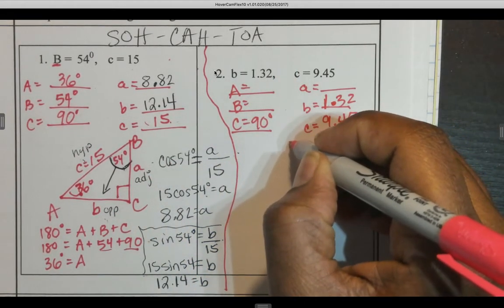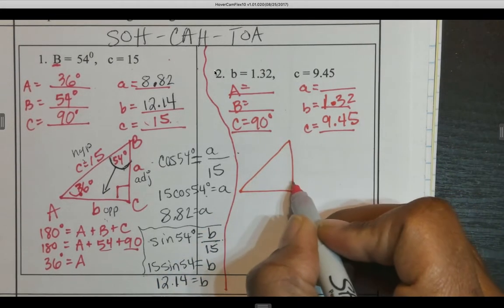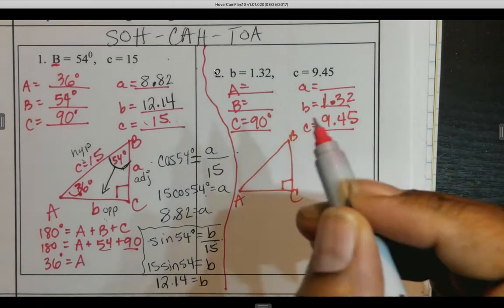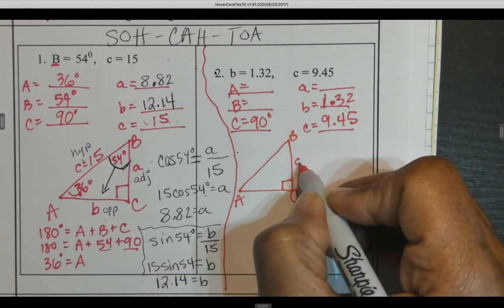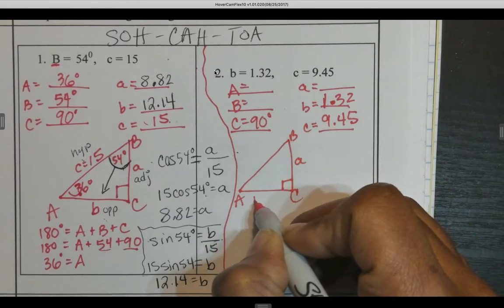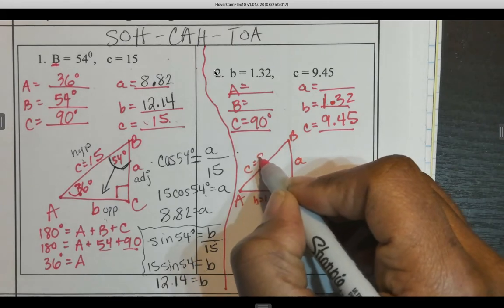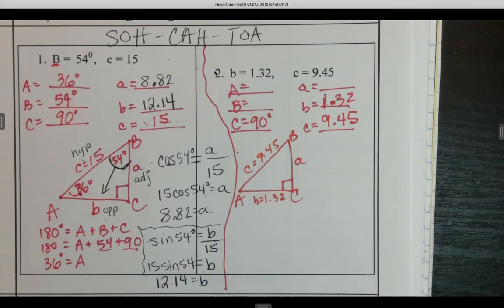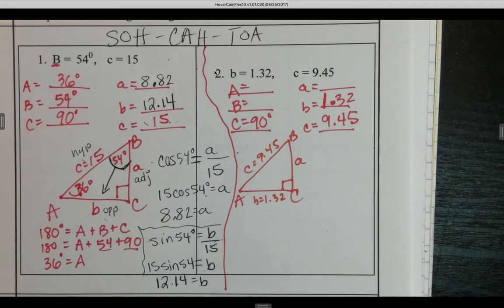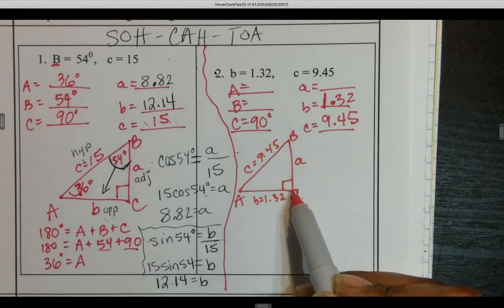All right, so let's draw the triangle that we have. We have angle A, B, and C, and then we have side length A, which is across or opposite of angle A. I don't know that one. We have side length B, which is 1.32, and we have side length C, which is 9.45. All right, I know two side lengths. I don't really know much about the angles except the 90 degree, which is always a given.